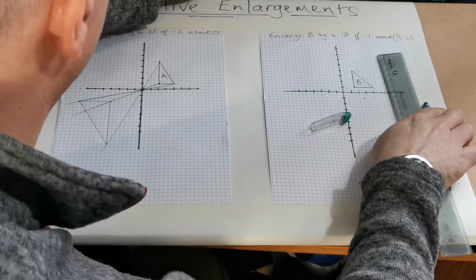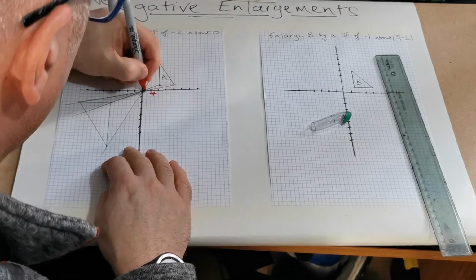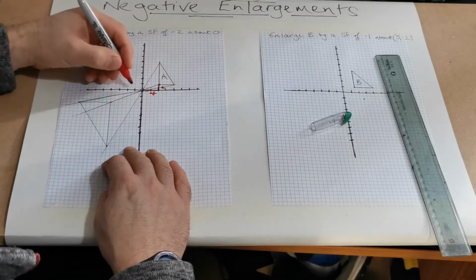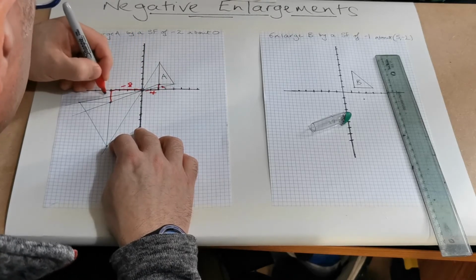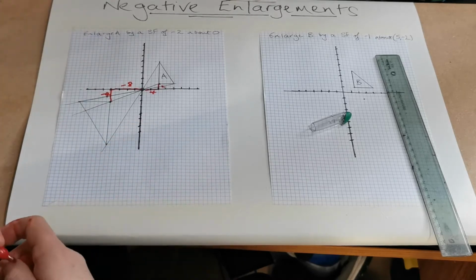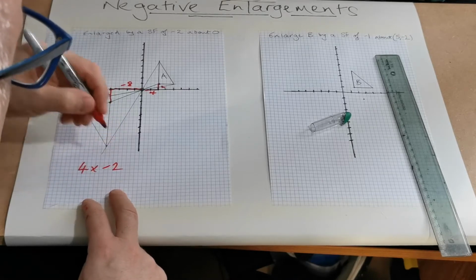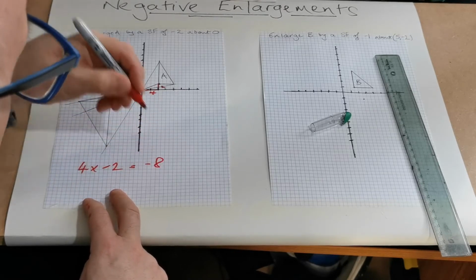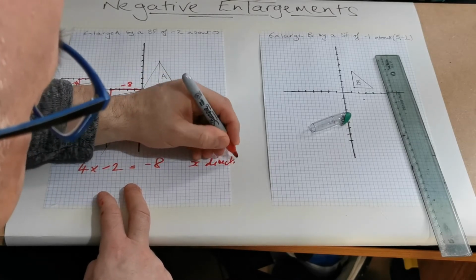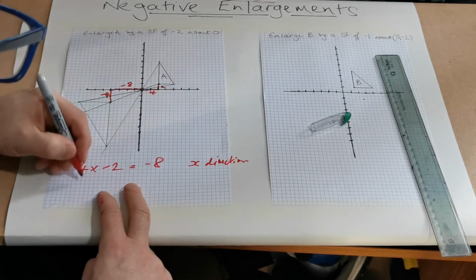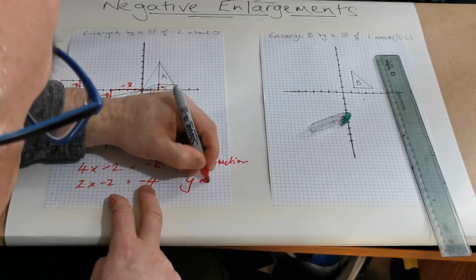So let's just recap that again. Where this point went 4 along and then 2 up, to get to the enlargement I need to go -8 and then 2 down, -4. So you can see that I've done 4 times -2 to give -8 for the x direction, and I've done 2 times -2 to give -4 in the y direction.